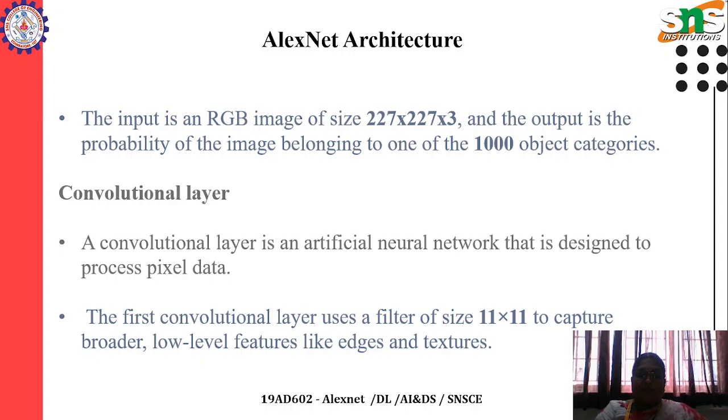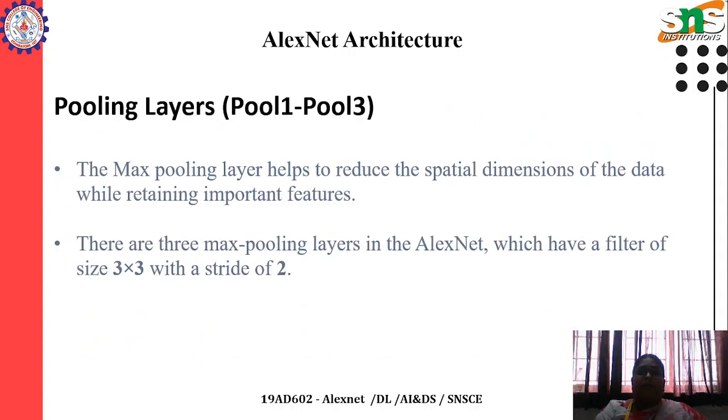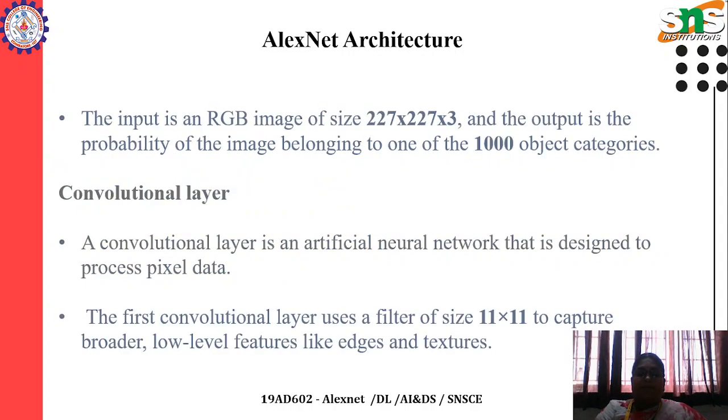So the purpose of the convolutional layer: it is a layer of an artificial neural network mainly designed to process images, that is the pixel data. The first convolutional layer has a filter size of 11 into 11 to capture the broader, low-level features like edges and textures. So the job of the convolution layer is to filter, because filters are present, right. It is designed to process the pixel data, to filter out the unwanted pixel data, to cut the unwanted data and keep only the necessary data we need.